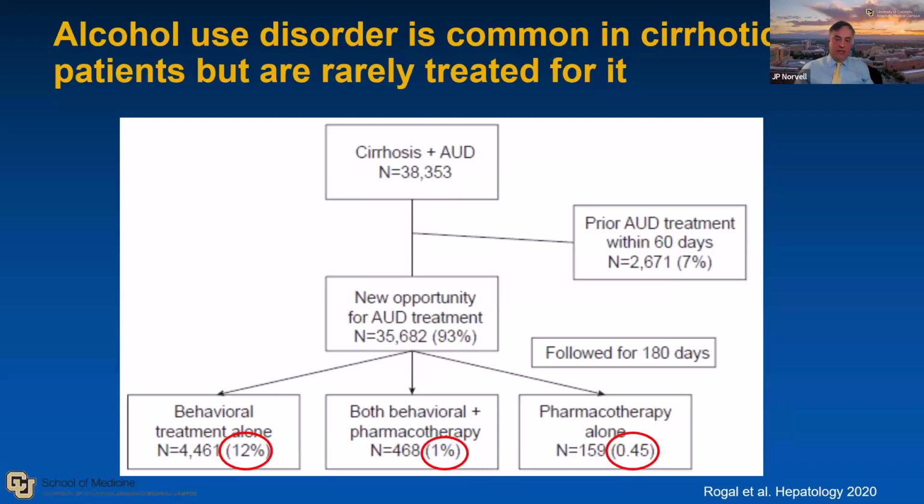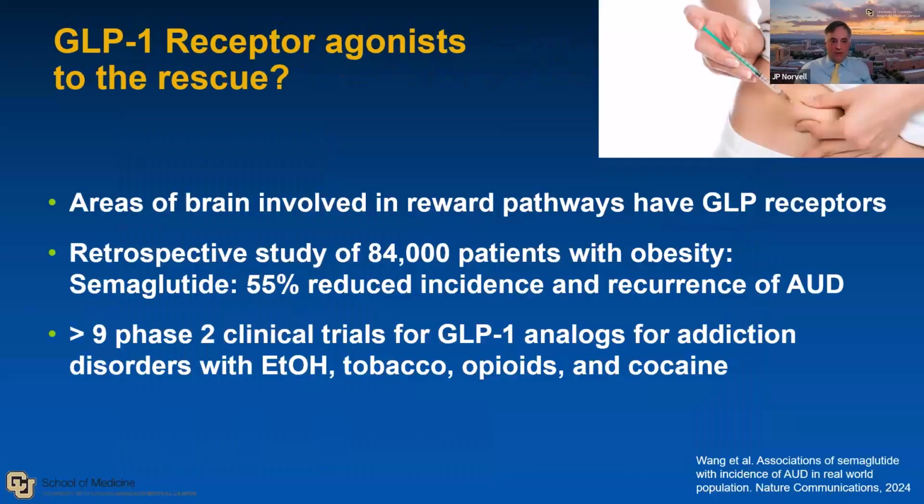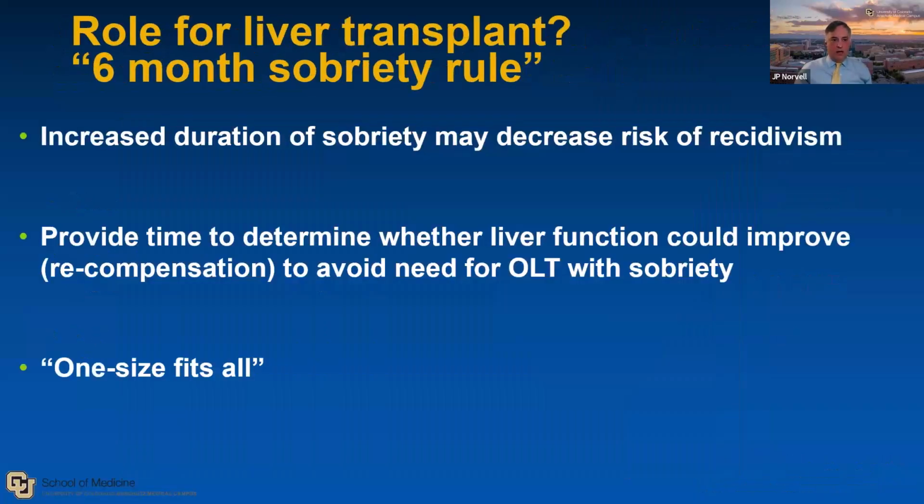And interestingly, of those that got any treatment at all, there was a significant improvement in their mortality at 6 months. So we know what to do. We're just not doing it. And I went the wrong way on that slide.